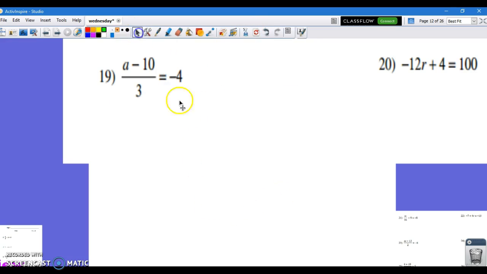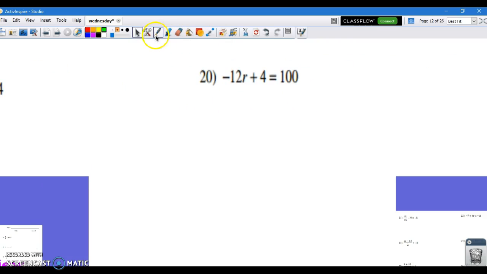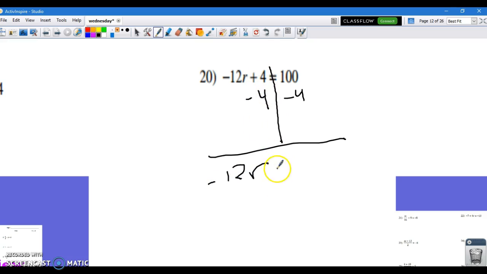Going on to number 20. No fractions in here. So remember, add or subtract first. To get R by itself, I can see that I need to get rid of this 4 first by doing the opposite of what I see. I have now -12R. That cancels out. 100 minus 4 is 96.